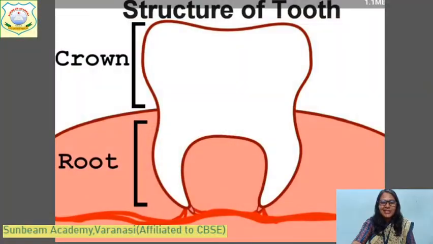Just wait. I'm going to share the screen where we will read about the teeth. This is a single tooth. The singular form is tooth. The structure of a tooth mainly has two parts: the crown part, which you are able to see, that is white in color, and the root part, which is inside the gum. Children, can you all see this structure of the tooth?